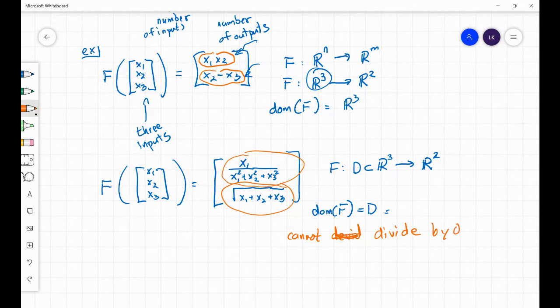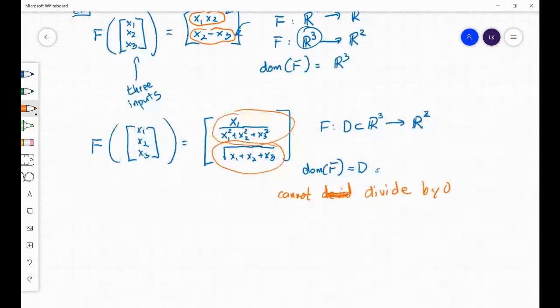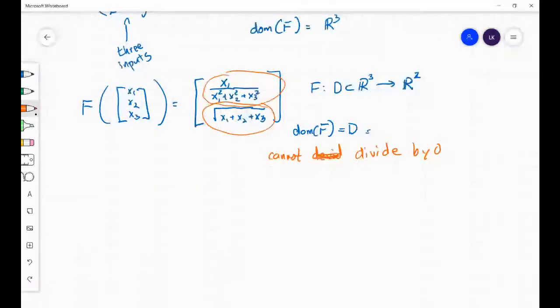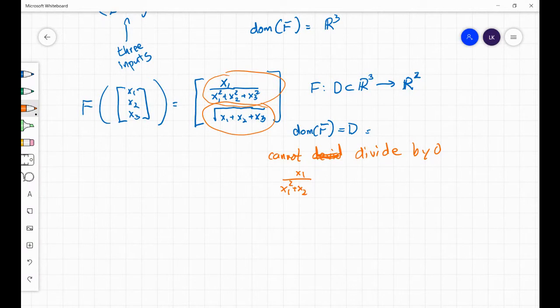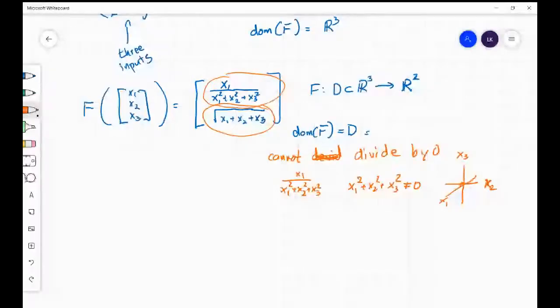So looking at the first coordinate, what can you say? Well, you know that you have to exclude the origin in the domain, because for this to be defined, this cannot be 0. Okay, so if you look just at the first coordinate, the domain is all of space, but you have to exclude the origin.